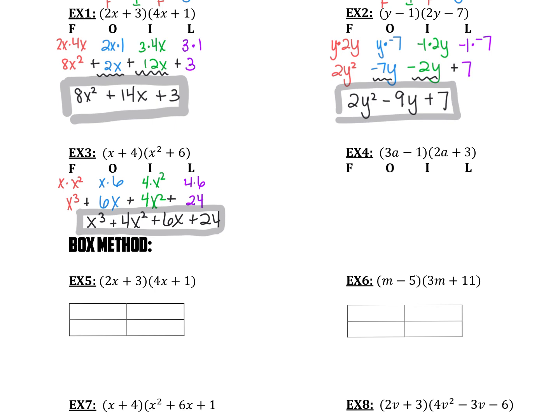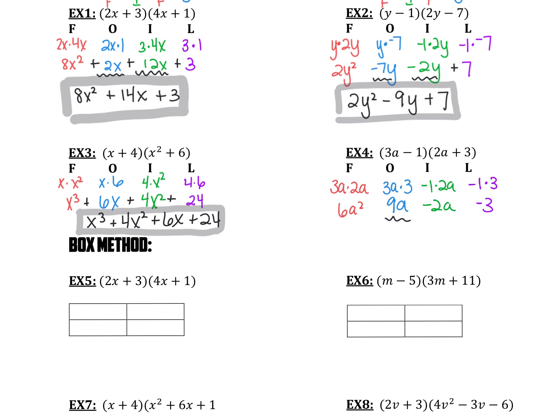So, the firsts. I did that before. The first, 3a times 2a, which gives me 6a squared. My outsides, I have 3a times 3, which is 9a. My insides, I have negative 1 times 2a, which is negative 2a. And my lasts, I have negative 1 times 3, which is negative 3.